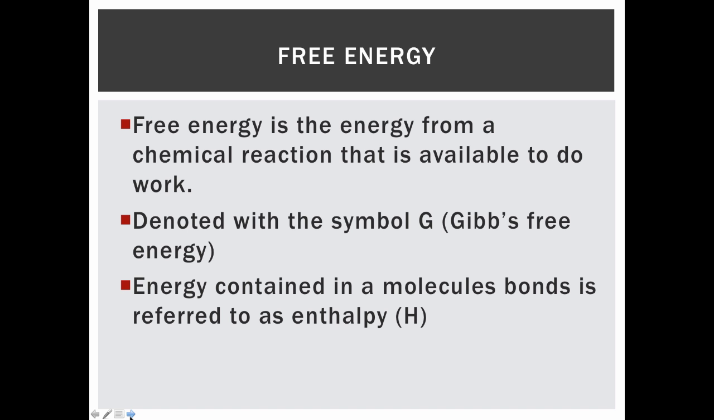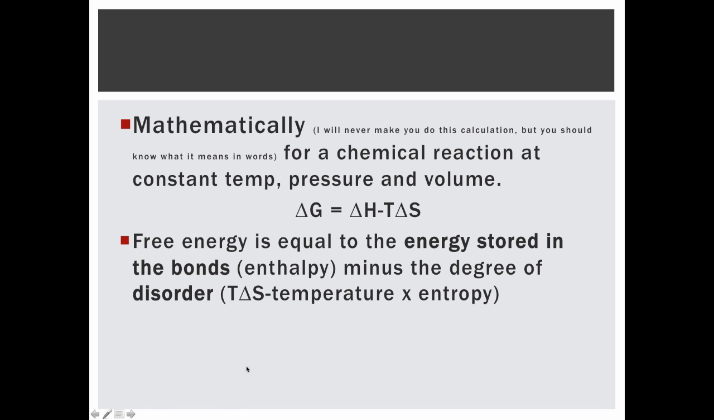Free energy is energy available from a chemical reaction that is actually available to do work. And we give it the symbol G, and that's short for Gibbs free energy. The energy contained in the molecular bonds is enthalpy. So mathematically, and I'm never going to make you do this unless you're in AP. If you're in AP, you are going to have to do this calculation.